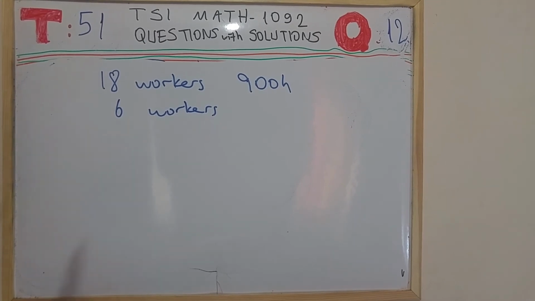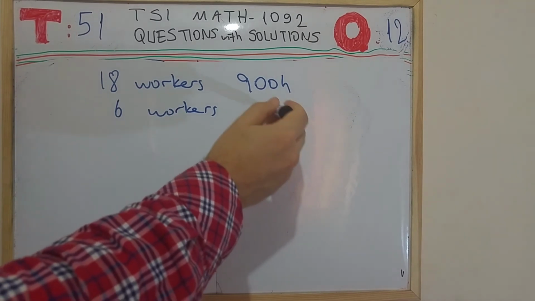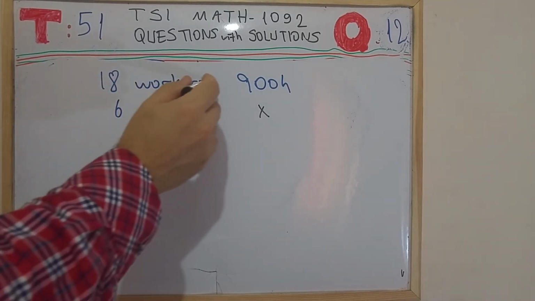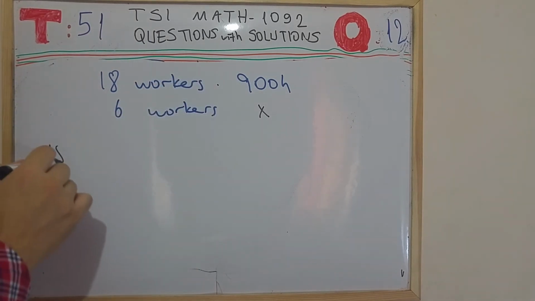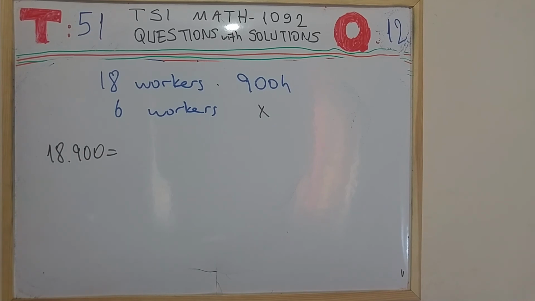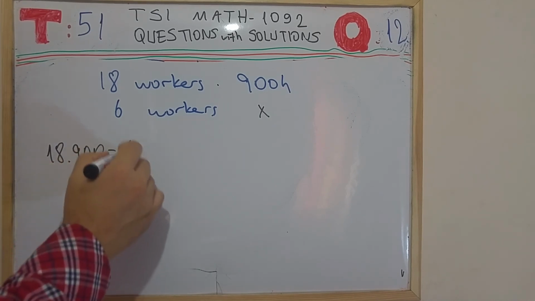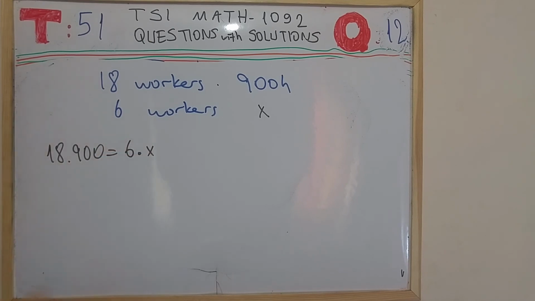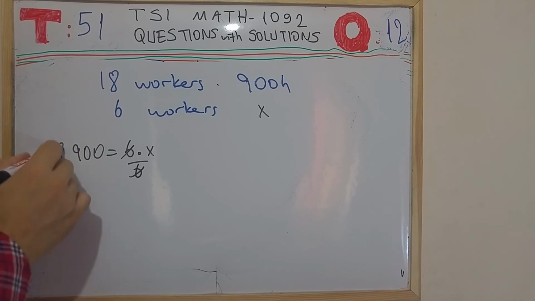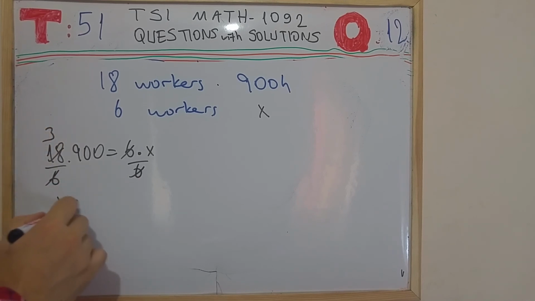18 workers take 900 hours to finish, and how many hours would 6 workers take to finish this job? So the amount of work hours that we need is the multiplication of 18 times 900. We need 18 times 900 hours to finish this job, which is equal to 6 times x. Let's simplify each side by 6. This is going to be 3, and x is equal to 3 times 900, which is equal to 2700.